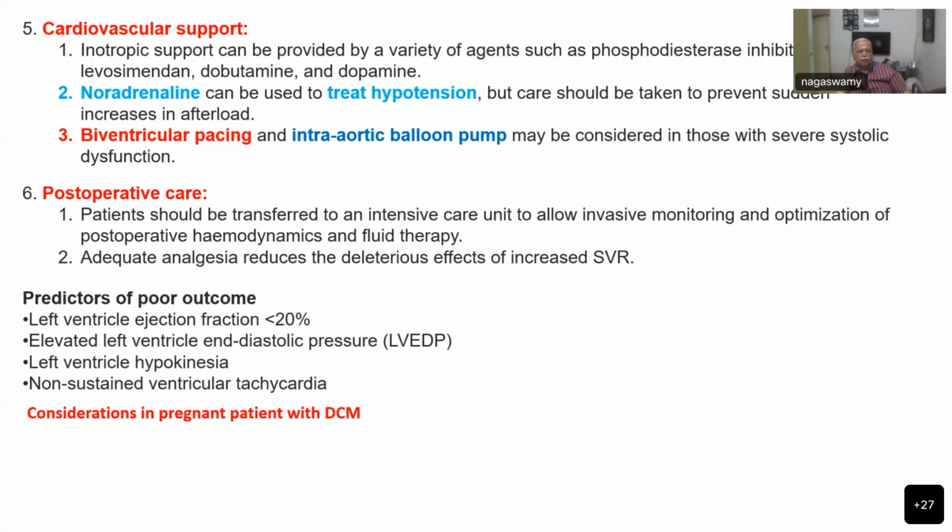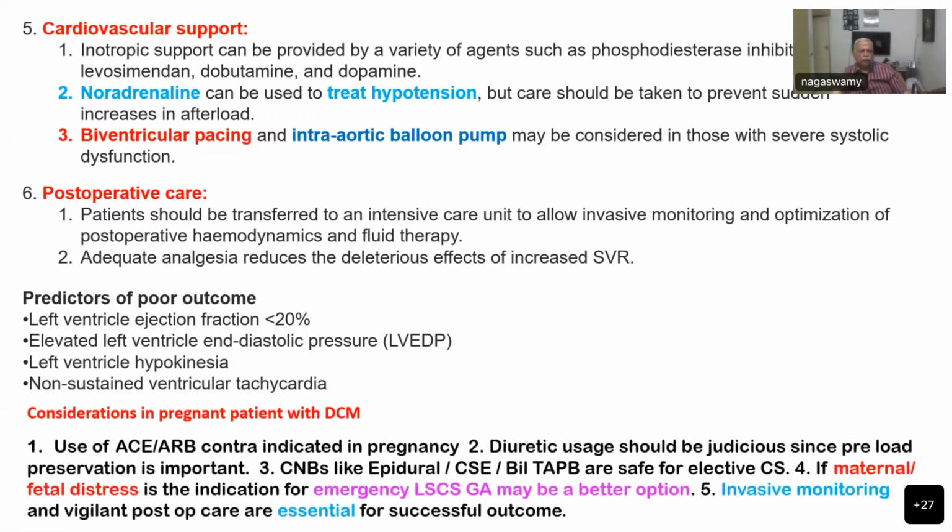Coming to the considerations in pregnancy with DCM, the use of ACE inhibitors and ARBs is contraindicated in pregnancy. Diuretic usage should be judicious since preload preservation is important. Central neuraxial blockade like epidural, combined spinal epidural, or bilateral TAP blocks are safe for elective cesarean section. If maternal or fetal distress is the indication for surgery, LSCS under GA may be the best option. Invasive monitoring and vigilant post-op care are essential for a successful outcome. So these are the points I think you have to modify in your answer.